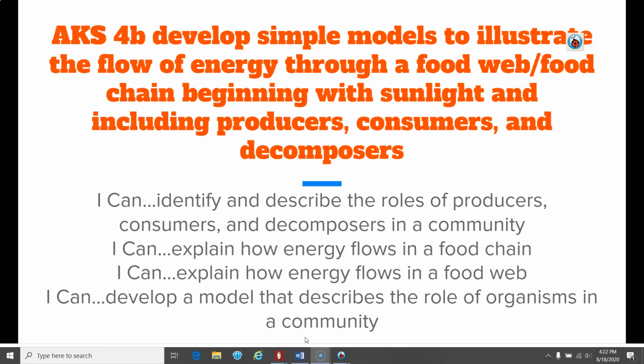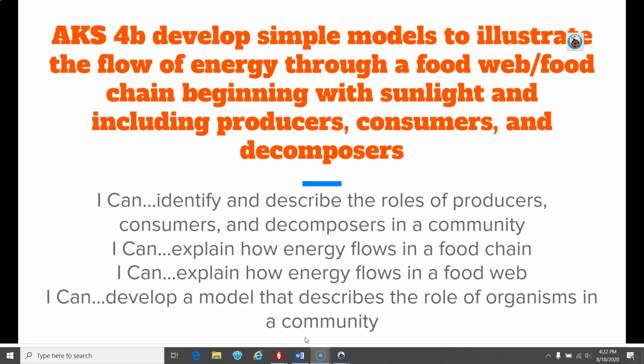And we are shifting to a new AKS, which means you're learning a little bit of a different topic this week. And we have some new learning targets, okay? So this week we are going to be working, remember last week I told you that our AKS kind of gives us a goal for the week. By the end of the week, we hope to be able to do this.